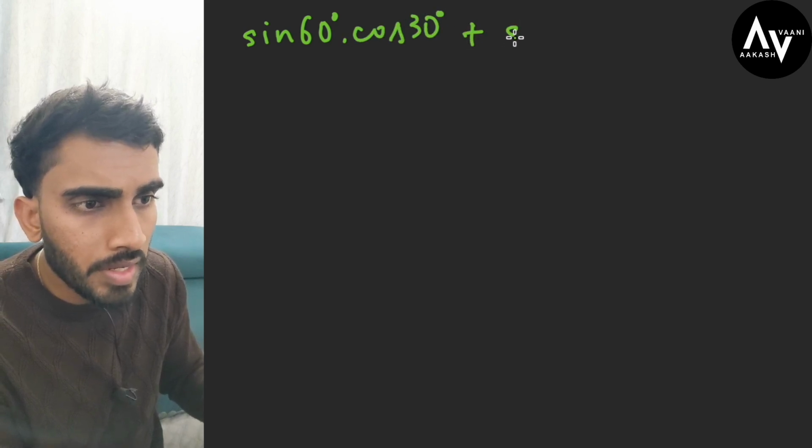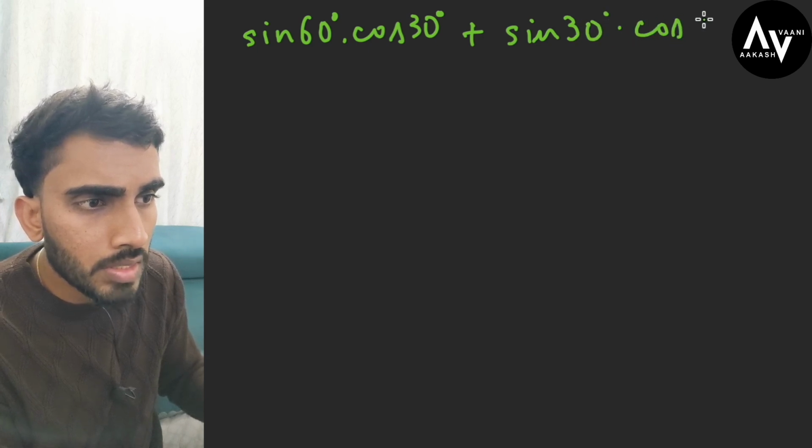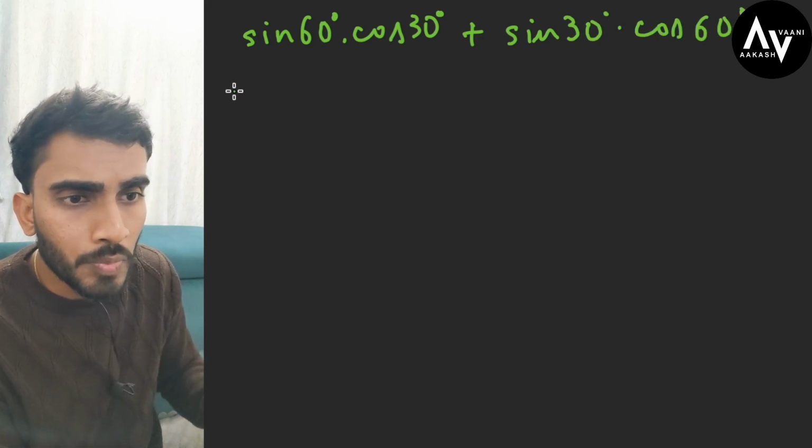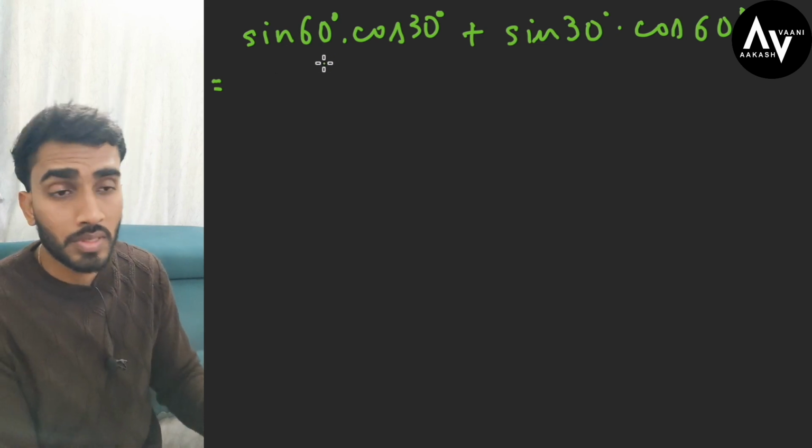Evaluate sine 60 degree cos 30 degree plus sine 30 degree cos 60 degree. So we have sine 60 degree cos 30 degree plus sine 30 degree cos 60 degree. Let us put the values of each of these identities.